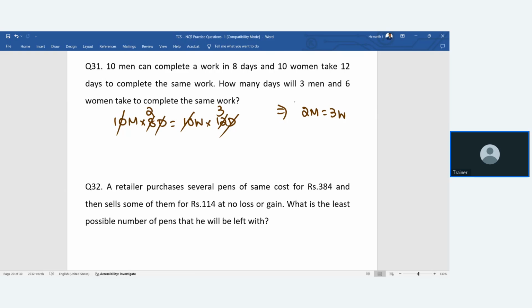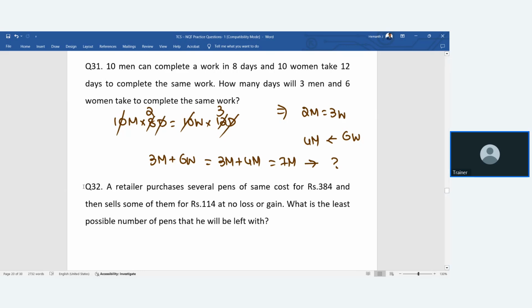Right, so I can convert 3 men plus 6 women, which is the question. I can write 6 women is nothing but equal to 4 men. So it's nothing but 7 men. So 7 men can complete the work in how many days is the question. 10 men in 8 days, 7 men in how many days?